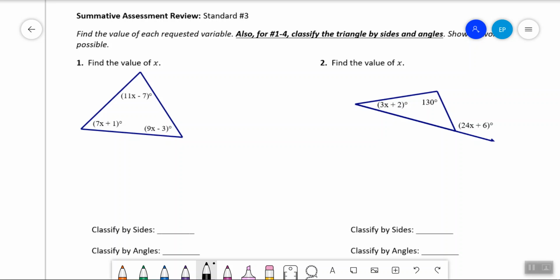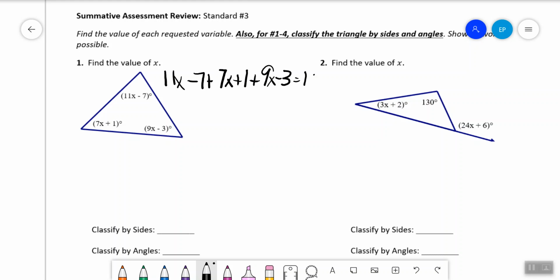This video is the walkthrough for the summative assessment review for Standard 3. On the first problem, you're going to use triangle sum theorem. You're going to take 11x minus 7 plus 7x plus 1 plus 9x minus 3 equal to 180.